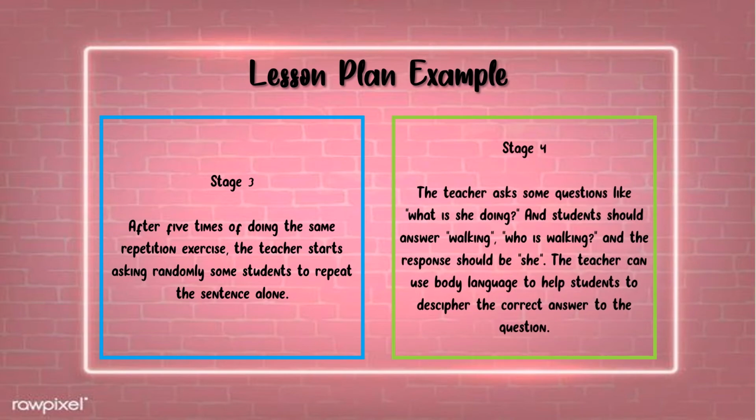Stage 4. The teacher asks some questions like, "What is she doing?" and students should answer, "Walking." The teacher can use mimics and body language to help students to answer the questions. Then she can ask, "Who is walking?" and students should answer, "She."